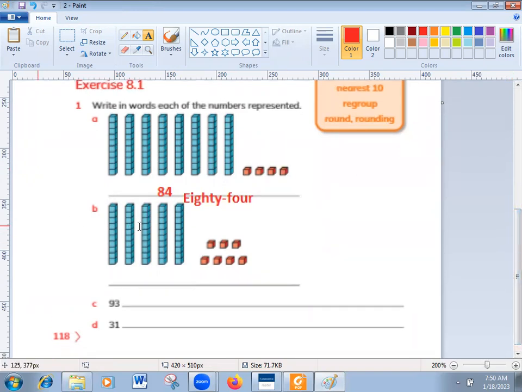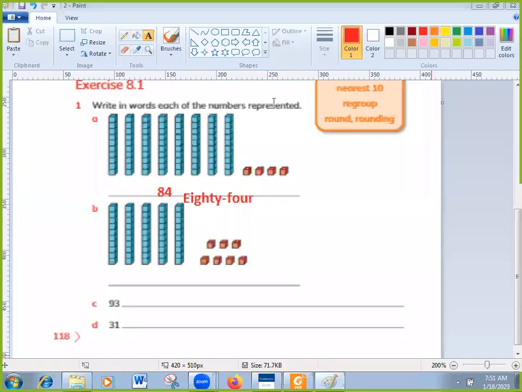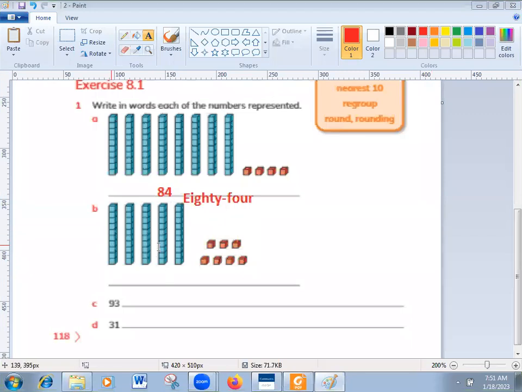Okay, 10, 20, 30, 40, 50. I told you that blue boxes we are going to count in tens. 10, 20, 30, 40, 50. 1, 2, 3, 4, 5, 6, 7. So blue boxes represent tens and red boxes represent ones. Okay, so how many are these? 50. 50 and 7, 57.